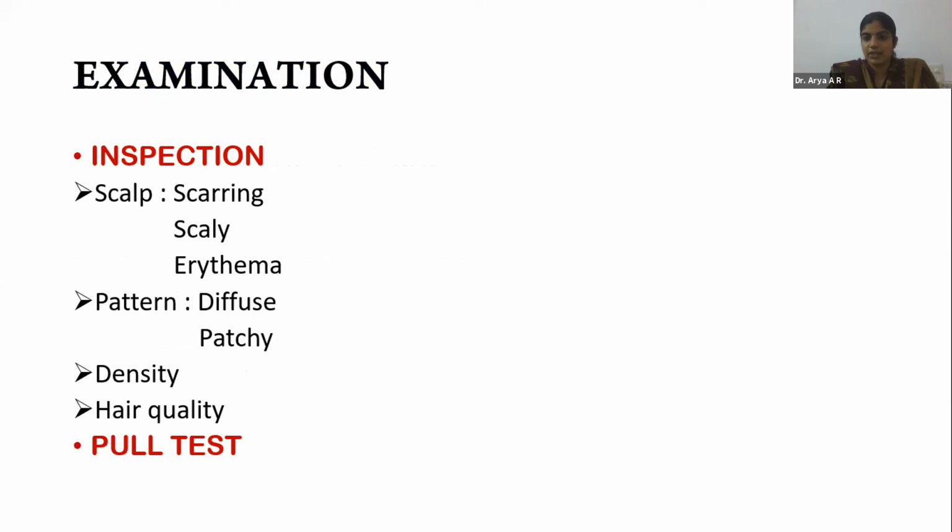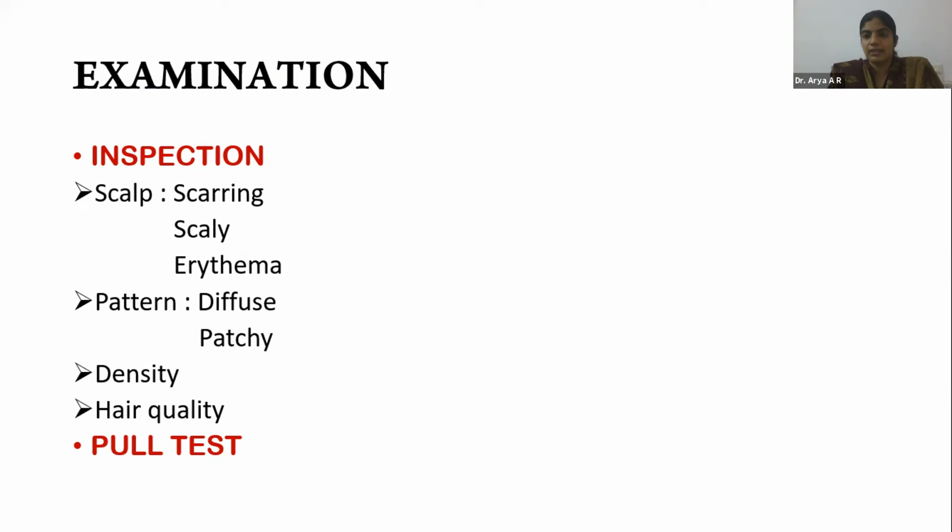Next one is examination. Examination includes two methods. One is inspection and the next one is pull test. In the inspection, we should look at the scalp for scarring, scaly, and erythema. Is there any scarring? Scarring means we could see a spot where no hair is there. It is a condition of alopecia, but in scarring, no more hair follicle is there, so regrowth of hair from that portion is very difficult. Next one is scaly, whether the scalp is very scaly. And erythema, are there any eruptions in the scalp?